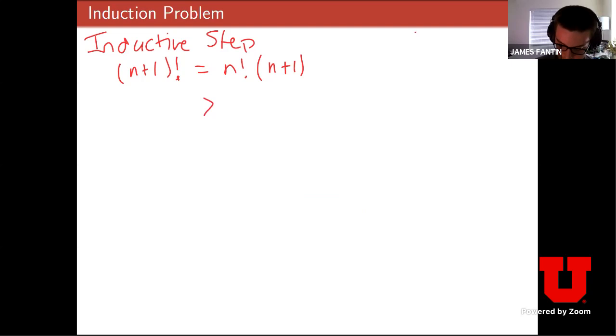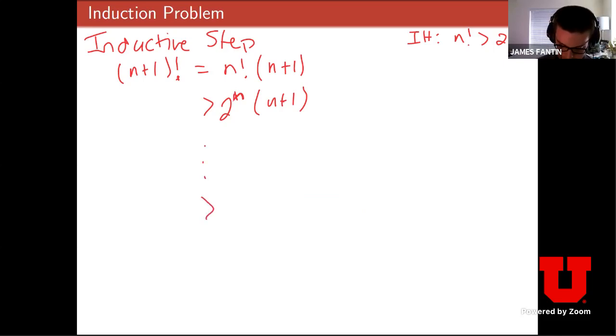Yeah, remember, our inductive hypothesis said that n factorial was greater than 2 to the n. So we can replace n factorial with something smaller. In other words, we can replace it with 2 to the n here, and then we need to introduce a greater than symbol here. Any ideas for the next step?